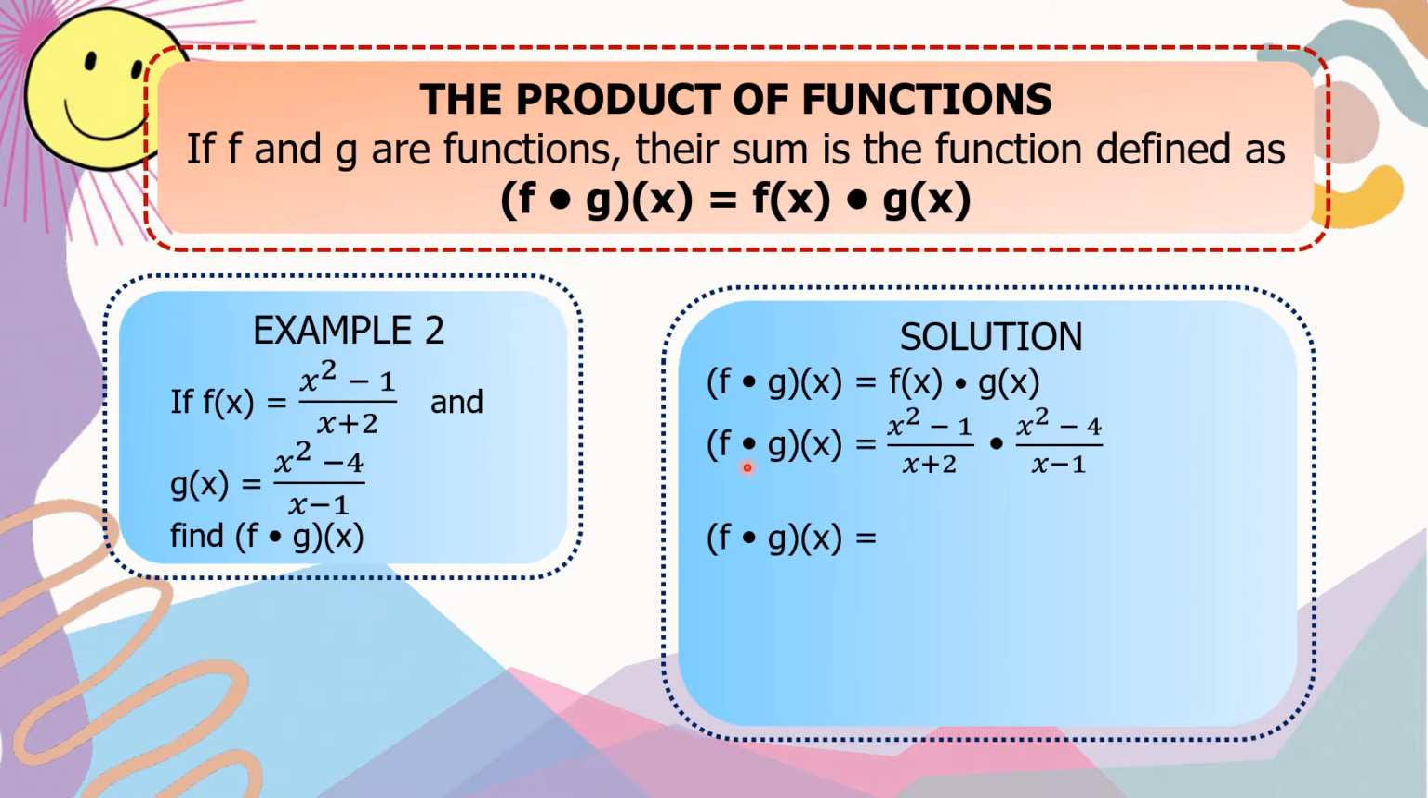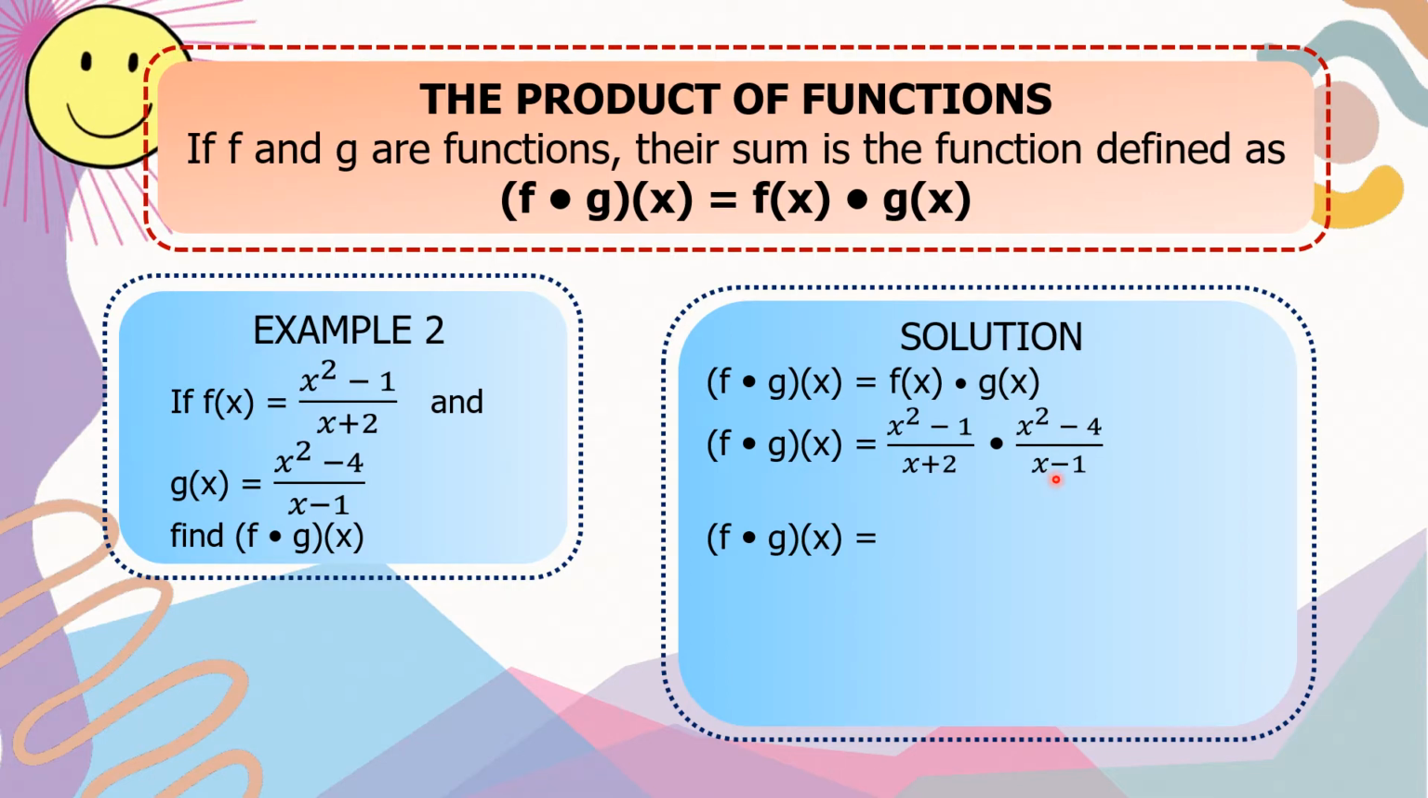Lagay ulit natin f times g of x equals. Ngayon, palitan na natin yung f of x ng kanyang given value. So, yung value ng f of x natin ay x squared minus 1 over x plus 2 times yung g of x naman natin ay x squared minus 4 over x minus 1. So, pag mag-multiply ng rational expression, i-multiply lang natin ang numerator by numerator and denominator by denominator.